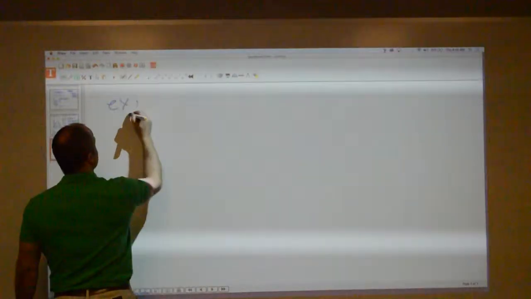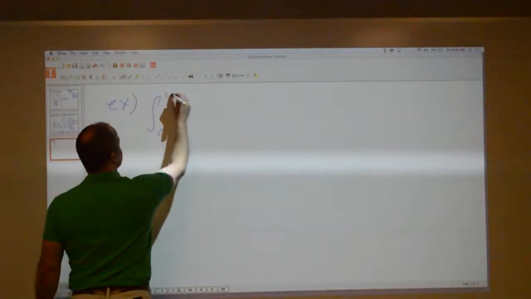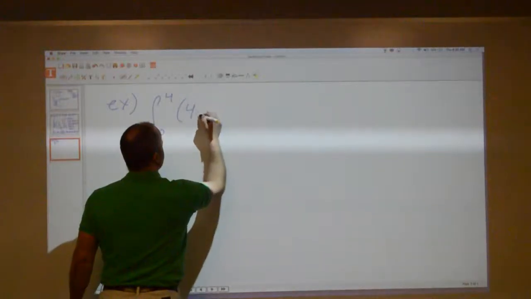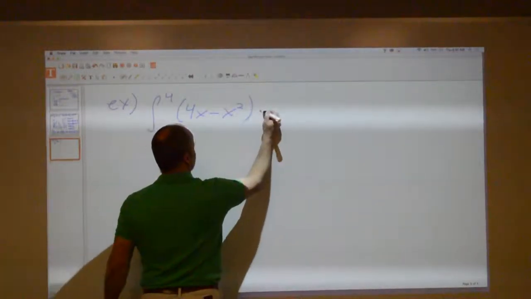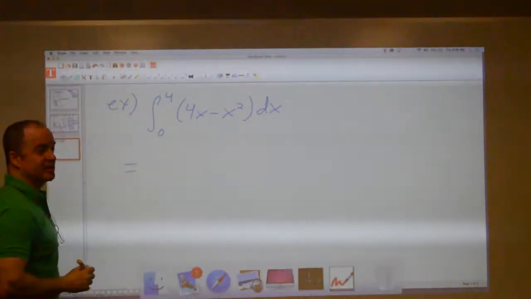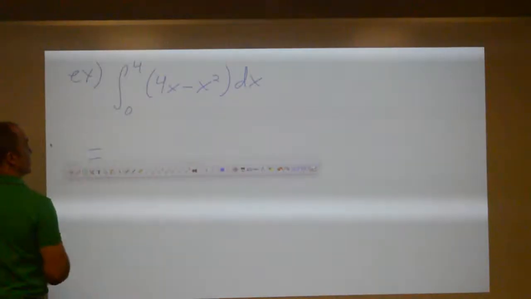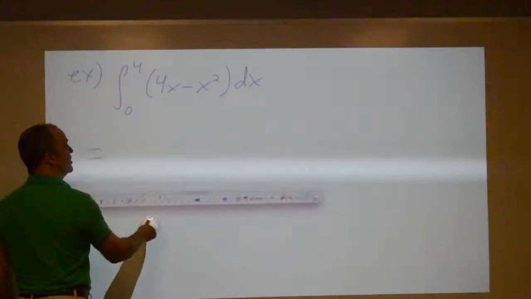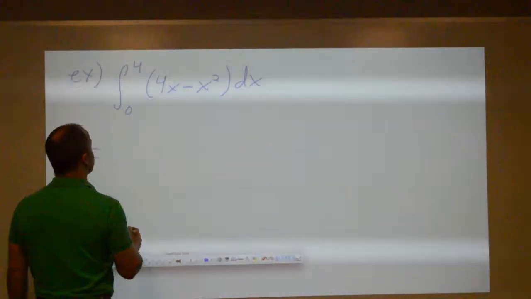Moving on to another example. What is the actual integral from 0 to 4 of 4x minus x squared dx? This is a straightforward anti-differentiation problem. All you have to do is go term by term. There's no u substitution. There's nothing fancy going on.